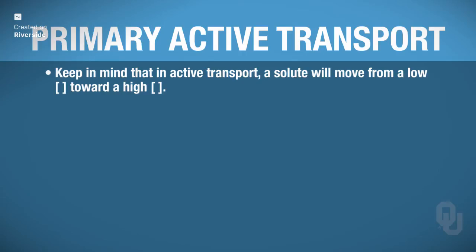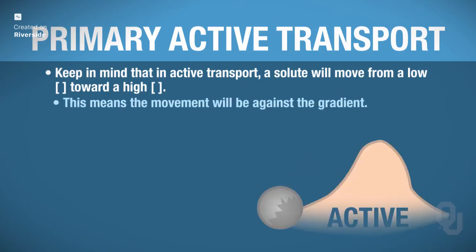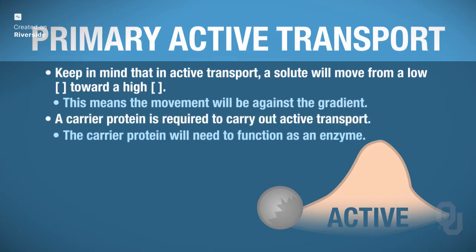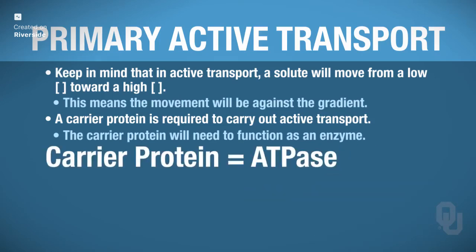This is active transport, so the solute is going to be moving from a low concentration toward a high concentration. So that would be against a gradient or up a gradient. So for primary active transport, you have to have a carrier protein. And that carrier protein is going to function as an enzyme called ATPase.